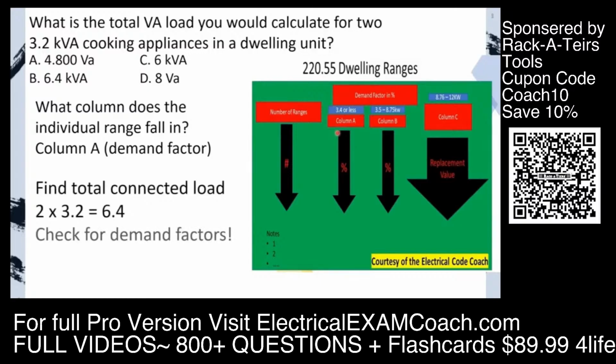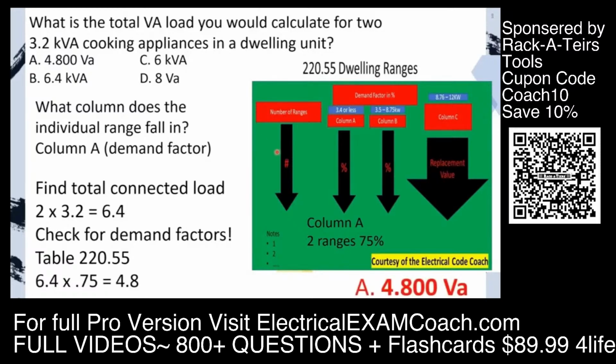Now let's check for demand factors. When we do that, we start on the left-hand side of our table. We come over and find our number of ranges, and then we cross over and find that for column A, 2 ranges is 75%. Now, all we have to do is multiply. We take our 6.4 multiplied by our demand factor, and this gives us our new reduced load, and we're going to select A. Great job.